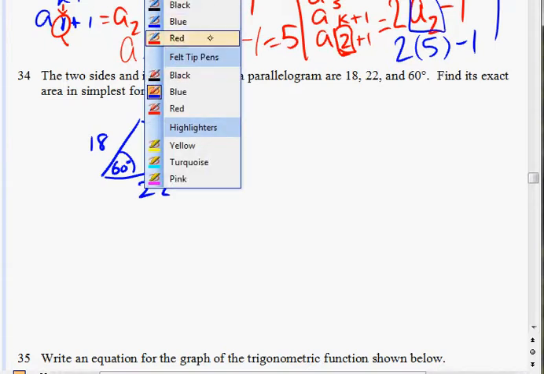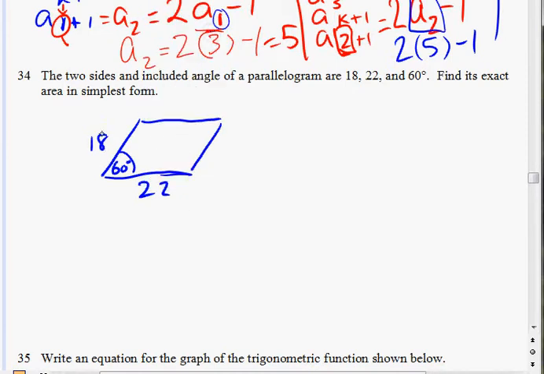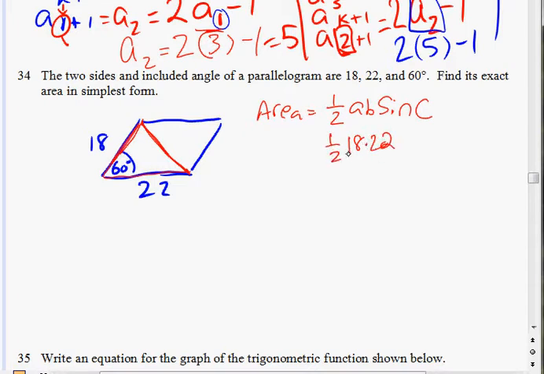Okay, so let's try and find the area. We don't have a formula to get the area of the parallelogram, but we do know how to find the area of a triangle. So I'm going to split this parallelogram in half by drawing this diagonal, and we can find the area of this triangle using the area formula from the reference sheet, which is one half ab sine C. A and B are the two sides sandwiching the angle, so A is 18, B is 22, and sine C is the angle in between, so that's sine 60 degrees.